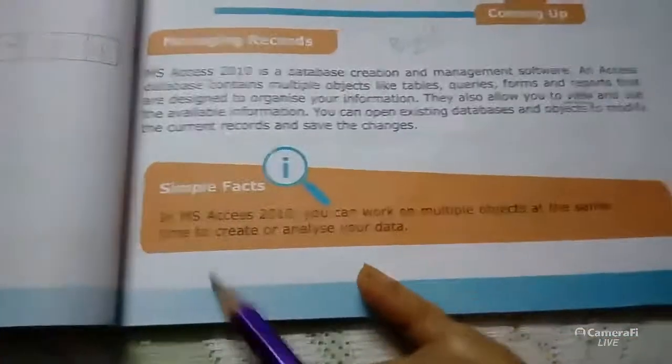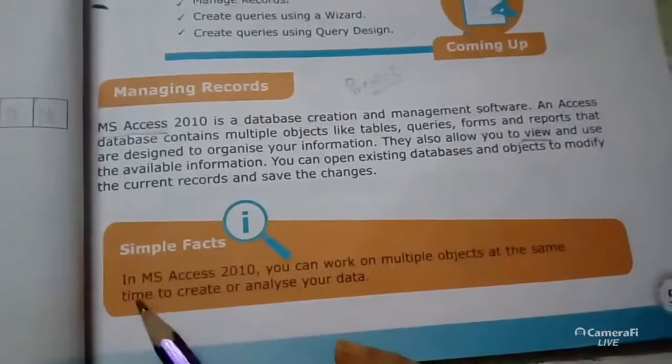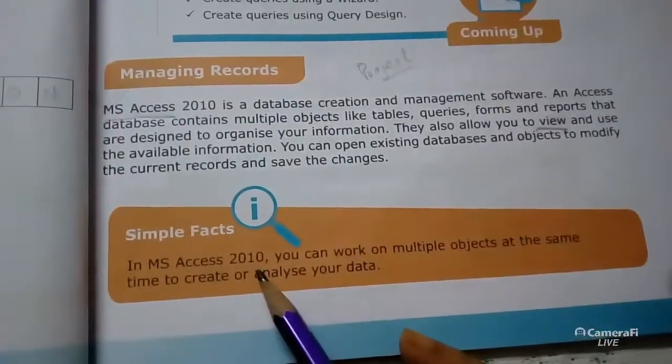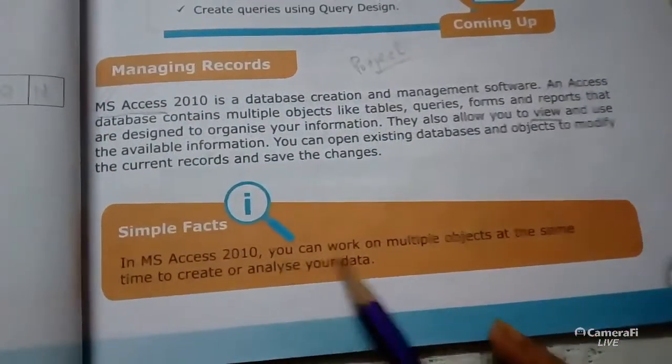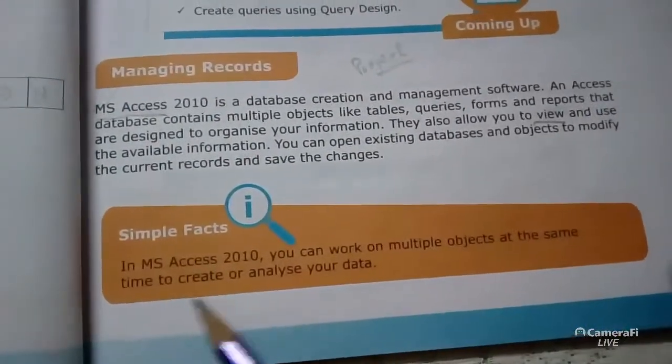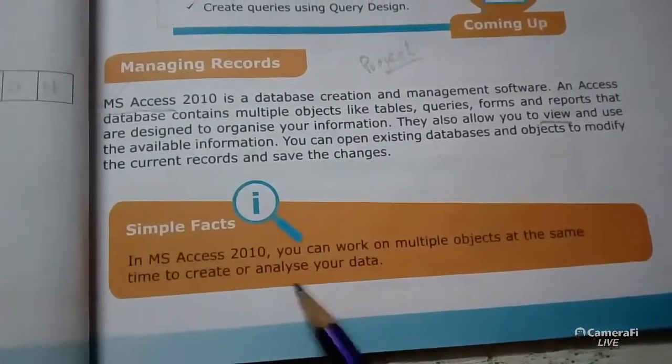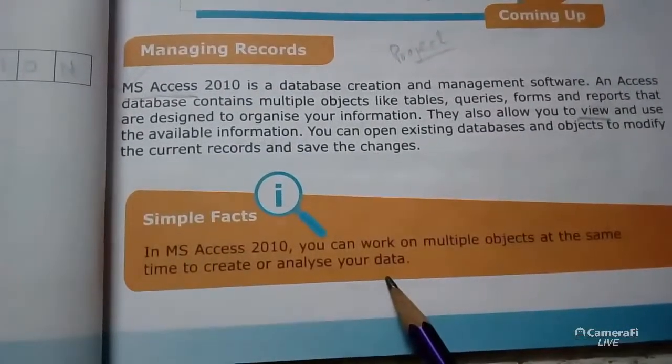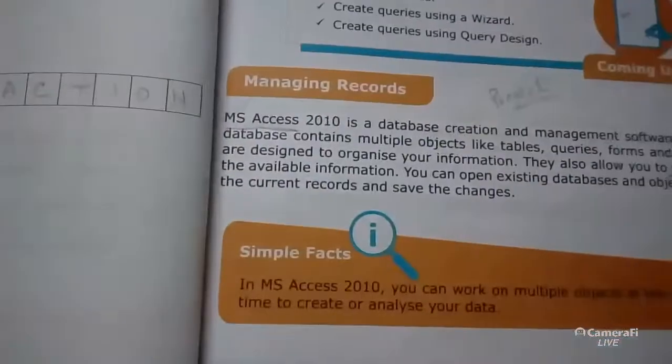Now see, simple facts. In MS Access 2010, you can work on multiple objects at the same time to create or analyze your data. Now turn the page.